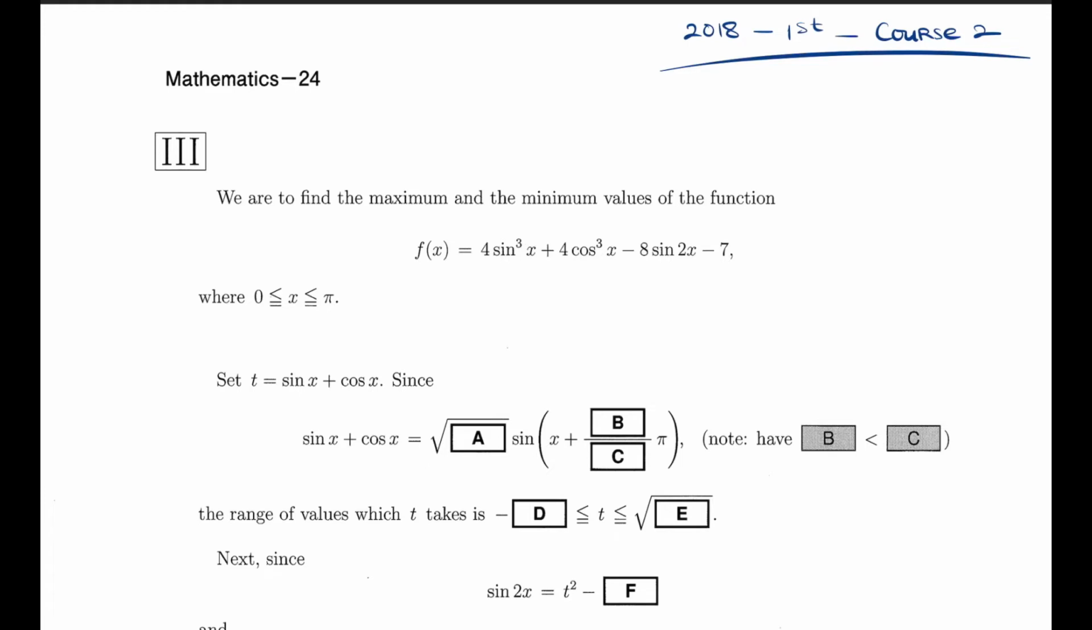Nah, di video kali ini Koko akan bahas soal yang kelima atau soal dari section ketiga.